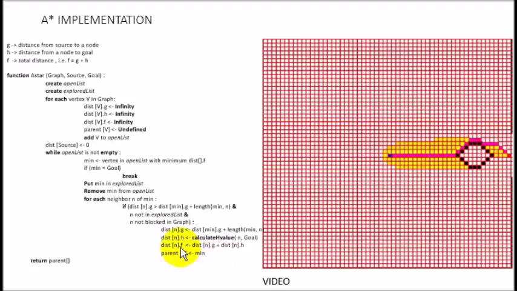When the open list gets empty, or when we get the goal, or when we don't get the goal, then the path is returned to the main, which color codes the final path in pink, as shown here. We have the implementation video here.